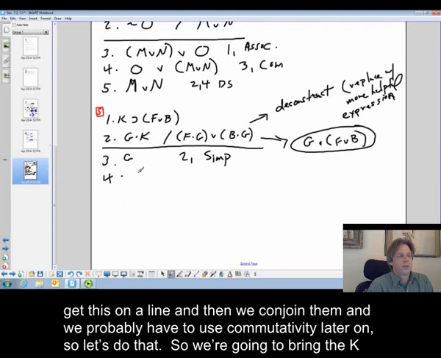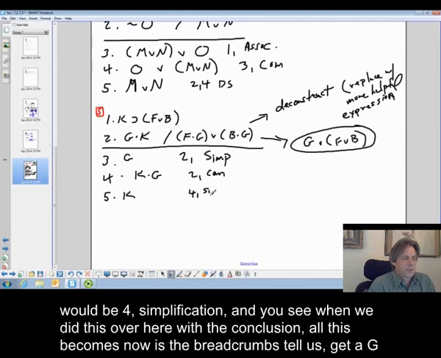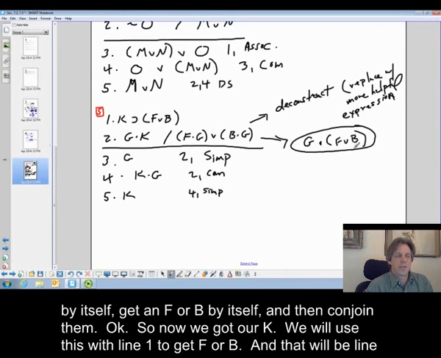So let's do that. We're going to bring the K down, but let's do commutativity to make everybody happy. So 2, we can use, is both K and G, is 2 commutativity. 5, let's bring the K down. That would be 4 simplification. And you see when we did this over here with the conclusion, all this becomes now is the breadcrumbs that tell us get a G by itself, get an F or B by itself, and then conjoin them.